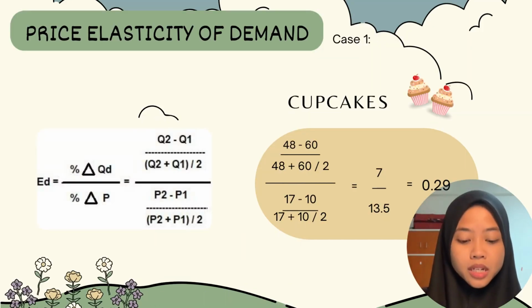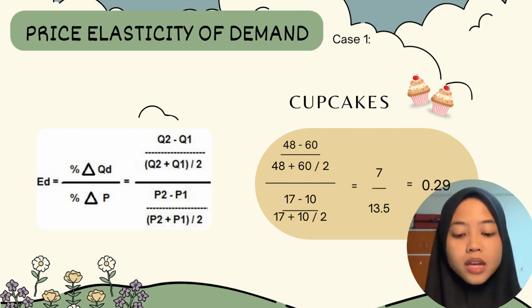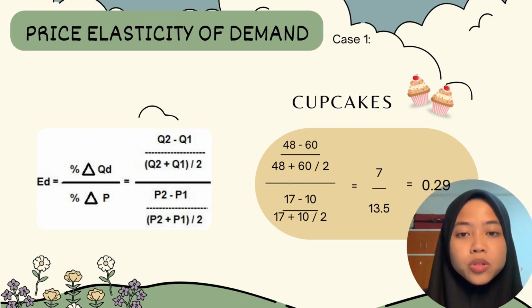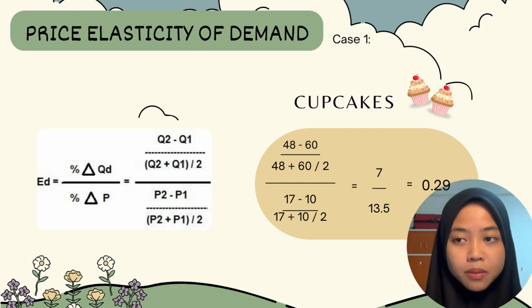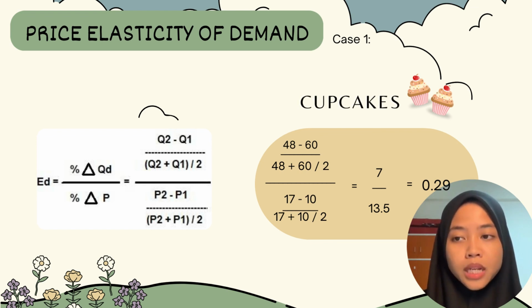So for case 1, our topic is price elasticity of demand. In case 1, we want to find the elasticity between cupcakes and cheese tart. So we use the midpoint formula to find out the percentage of the elasticity. The formula is Q2 minus Q1 over Q2 plus Q1 divided with 2, over P2 minus P1 over P2 plus P1 divided with 2.